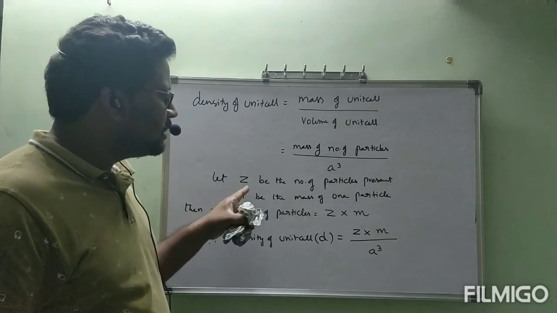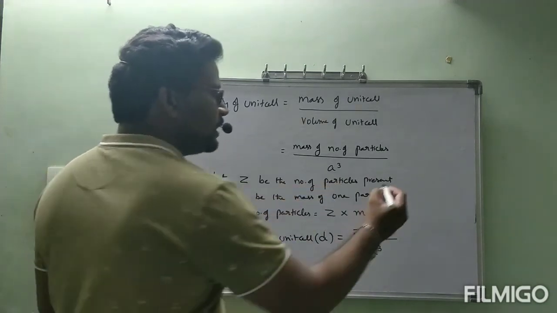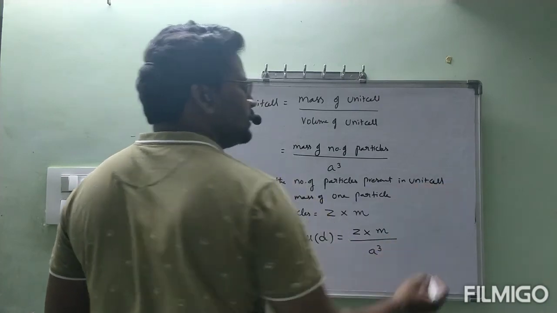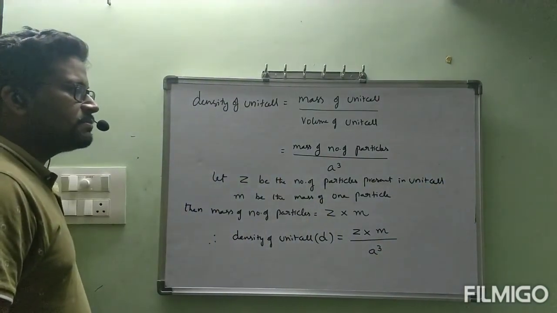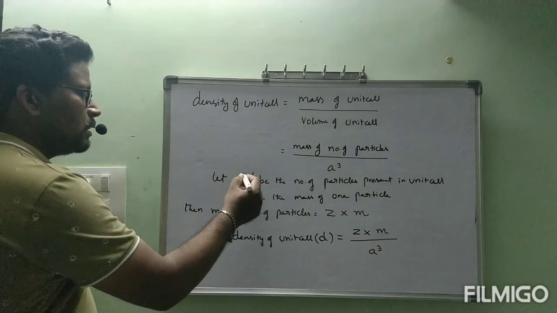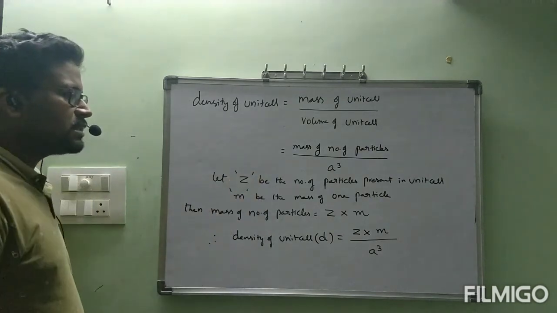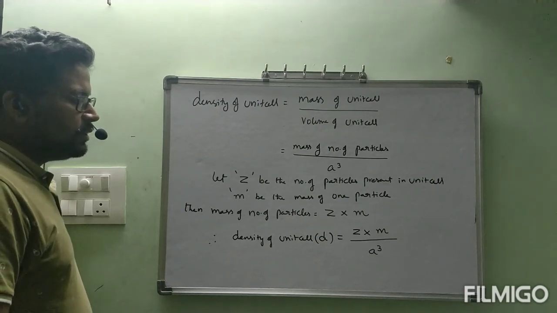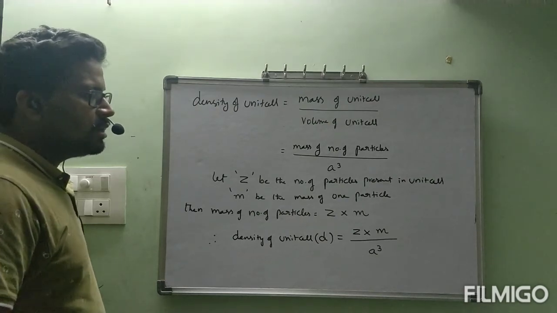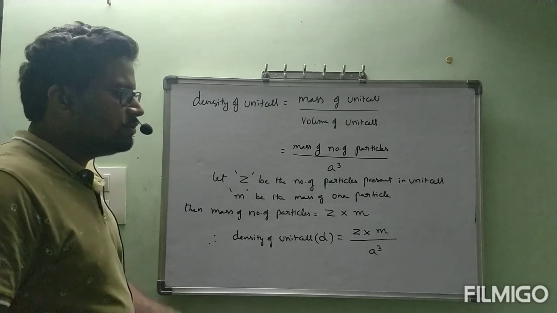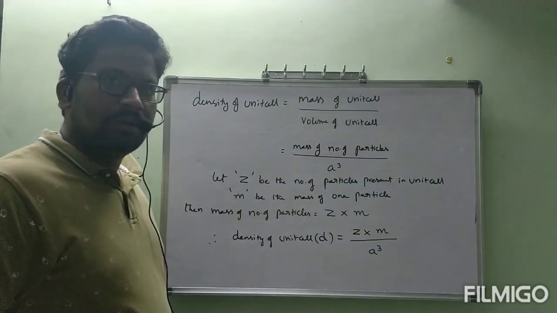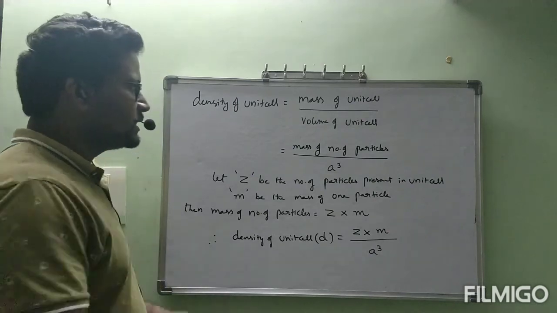What is meant by Z? Z is the number of particles present in the unit cell. Small m is the mass of one particle. Then number of particles into small m is called the total mass of the particles present in the unit cell. That one I wrote, Z into m divided by a cube. Okay, next.